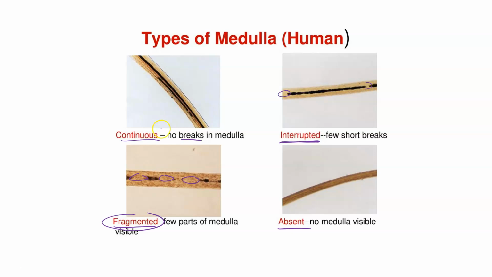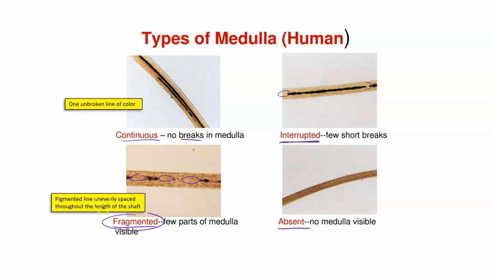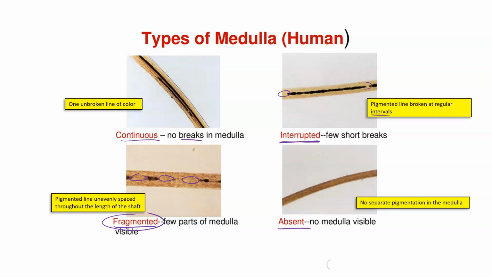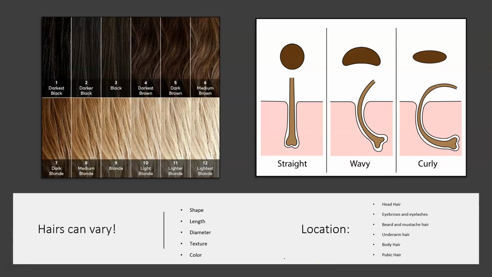So you can see that when you look through a microscope, you can do a physical examination of the medulla, which obviously will tell you a lot of information about the hair, which you can use to compare to individuals, both suspects and victims. So, a continuous medulla is one unbroken line of color, a continuous pigmented line throughout the length of the shaft. In a fragmented medulla, the line is broken unevenly; interrupted would be a line broken at regular intervals, but most of the medulla is intact. And then absent, like I said, has no separate pigmentation in the medulla. All you see is just cortex continuous throughout the hair.